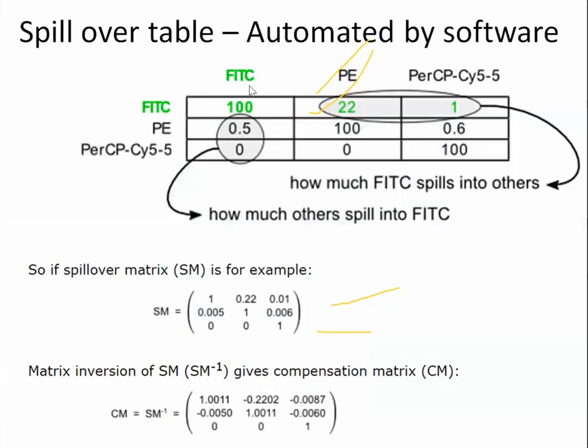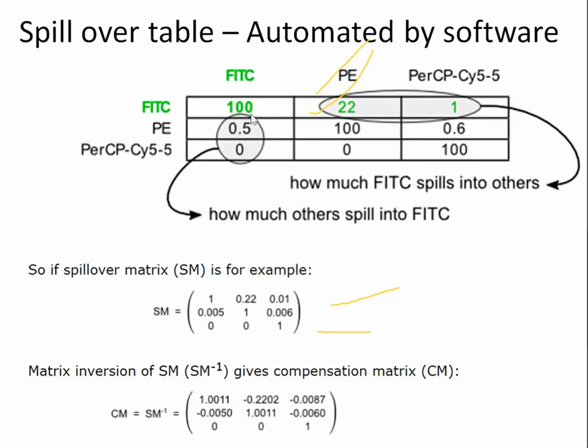Clear? So this is called the spillover table, where, as we saw, 100% of FTC light is there in FTC, but a part of PE is coming into FTC. Similarly, in the PE channel, 100% of PE is in PE, but 22% of FTC light is getting into the PE channel. Similarly, in the third channel, PerCP, 1% of FTC is coming into the PerCP channel, and 0.6% of PE is coming into the PerCP channel. So we need to remove all these. The ones which are circled are all spills into other channels.